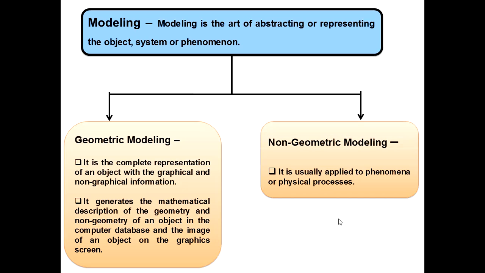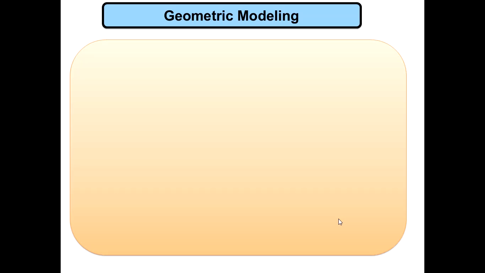Second, we have non-geometric modeling. Non-geometric modeling can be applied to a phenomena or a physical process. In this unit we are concerned with geometric modeling. We will study the different geometric modeling techniques and how geometric modeling is helpful in the representation of the object, and we are going to study some advantages and disadvantages of these techniques and the various methods of geometric modeling here in this unit.